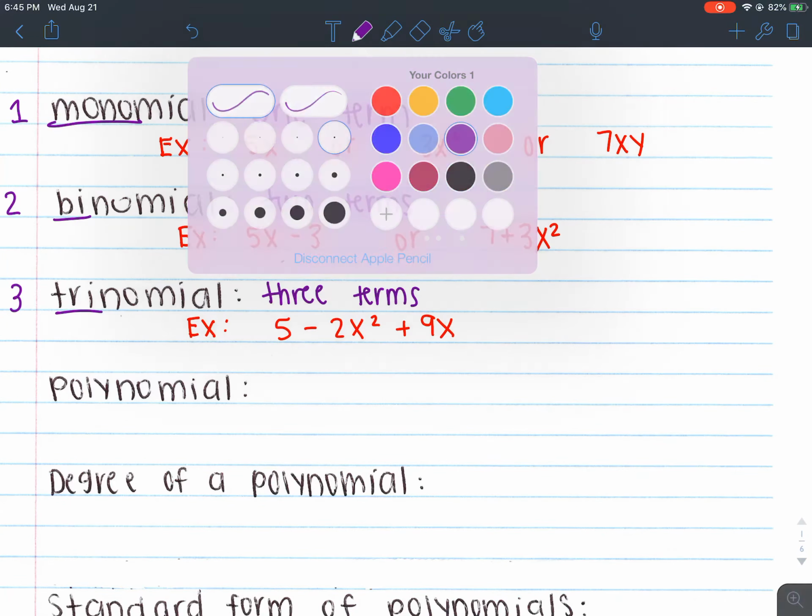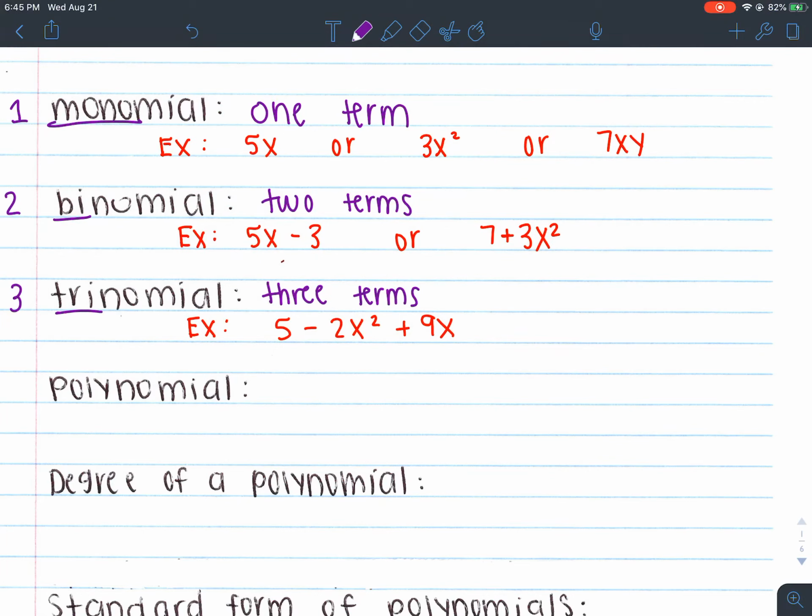Now, a polynomial, you're probably thinking, oh, it's probably four or more. But a polynomial is kind of an umbrella term. It kind of covers everything. So every monomial is a polynomial. Every trinomial is a polynomial. Every binomial is a polynomial. So a polynomial is one or more terms.